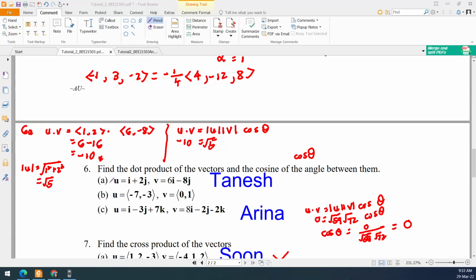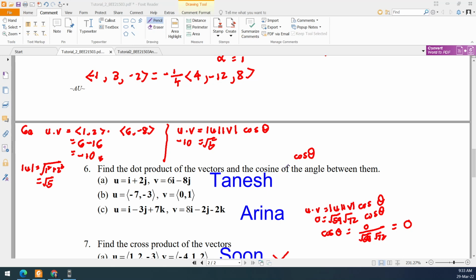So okay, for question 6, again, I repeat. 6a, find the dot product of the vectors. So we want to see the result for the dot product. So 1 times 6, 6, 2 times negative 8, negative 16. So 6 minus 16, negative 10.